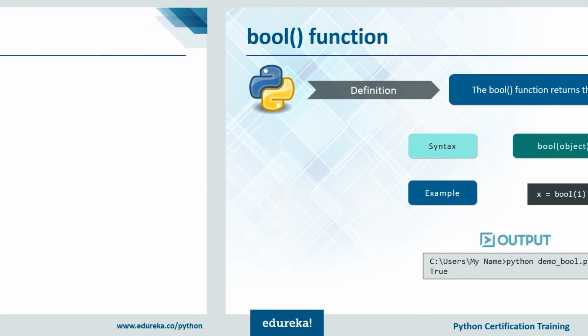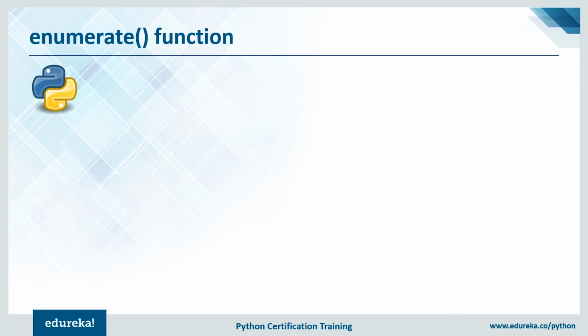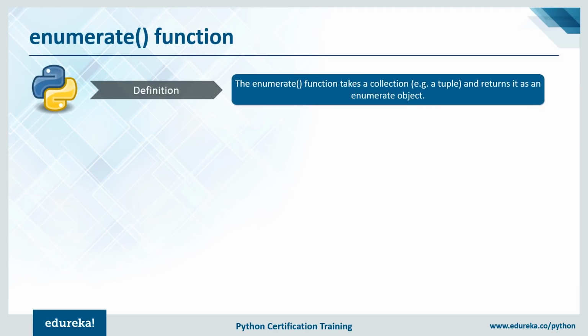And now that we are done with the bool function, let us quickly check out our next function. The next function is enumerate, and this is definitely interesting, guys. The short form of enumerate is enum, but in Python we use enumerate. In case you're coming into learning Python from a different language, say C, C++ or Java, you would realize that enumerate here is the same as enum there. Again, let me quickly show you the definition. The enumerate function takes a collection, and again, a tuple is a collection, right? It takes this as input and returns it as an enumerate object.